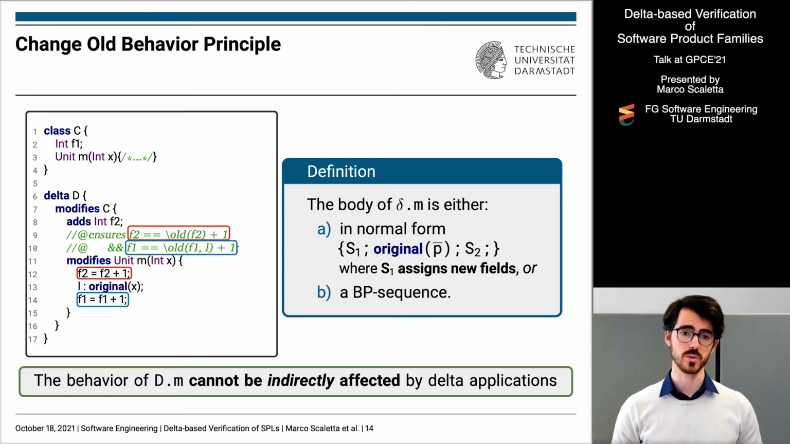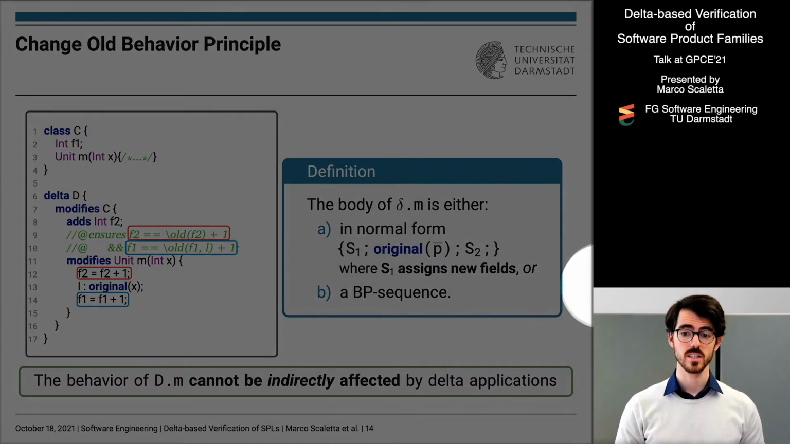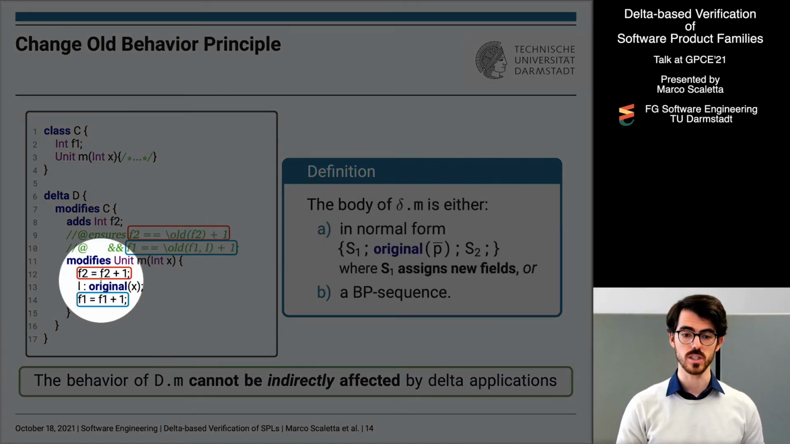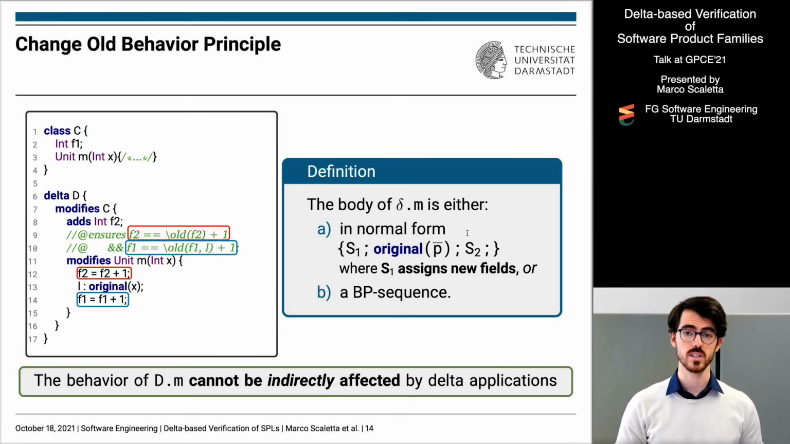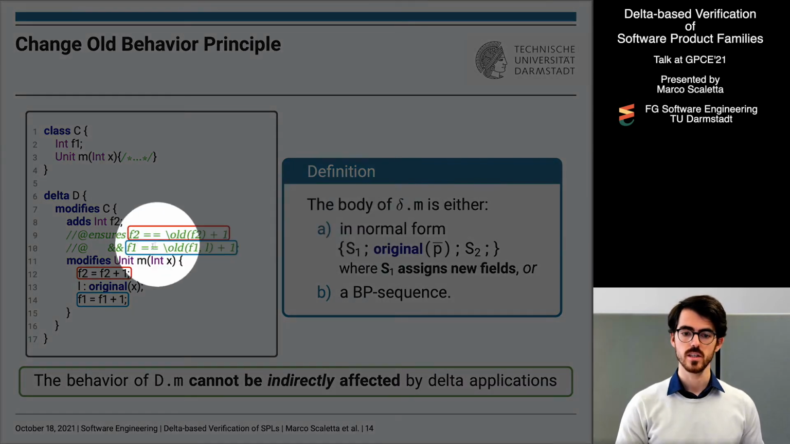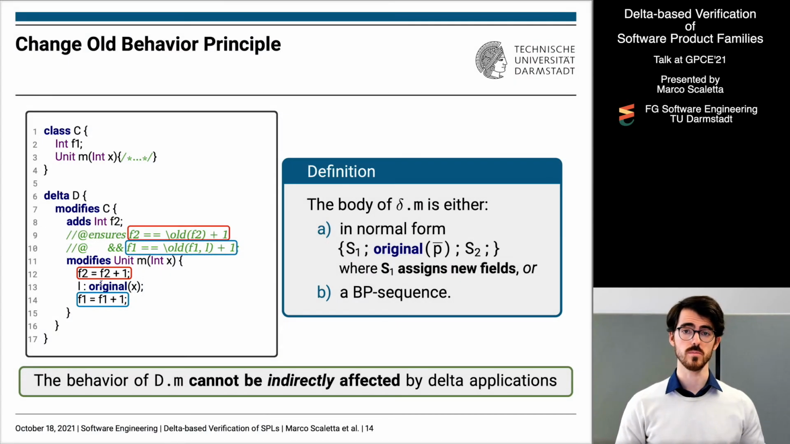The idea is to introduce this so-called change all behavior principle, that enforces a normal form over the body of modifications so that the original is wrapped inside two BP sequences, so that we can represent the original as an abstract statement, and then we don't have to deal with indirect changes of this method. So when we verify this method with abstract execution, we don't have to re-verify it if a delta is applied to our software product line.